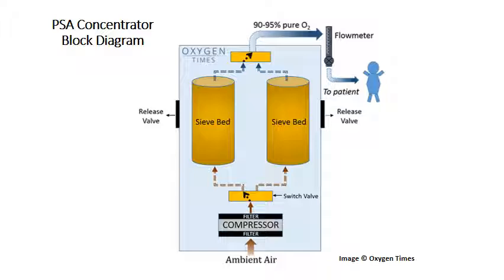There typically is actually a third tank, which is used as a storage tank. This shows the output going directly into a flow meter and then to the patient. Typically, the valve will actually direct the air into a storage tank. So you'll see usually a bundle of 3 tanks.